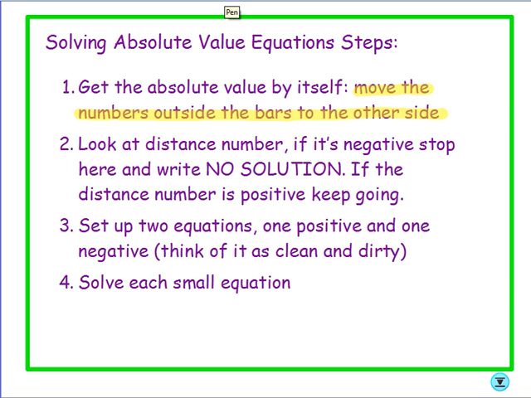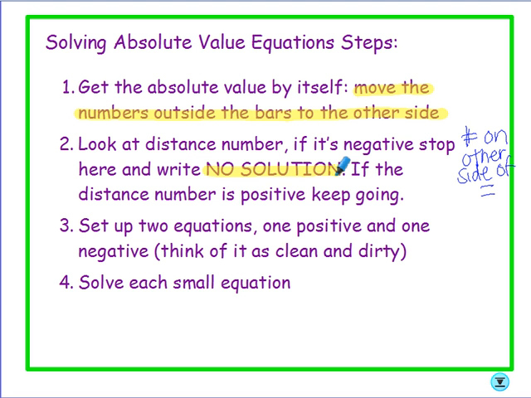And we can make a little note here. Number on other side of the equal sign. Here's what's important. Distance, because that's what absolute value is, distance cannot be negative. So, if that number on the other side of the equal sign is negative, you stop solving right there and you simply write no solution. Okay, no additional solving, you're completely done. If you have a negative number on the other side, you say no solution.